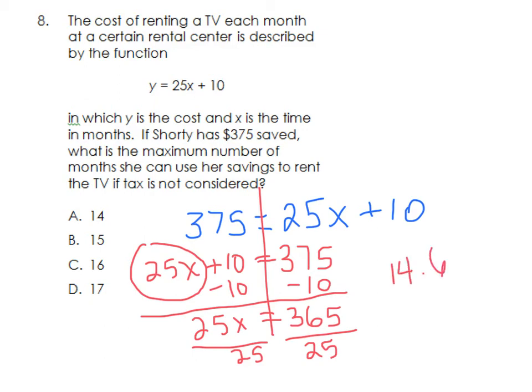But the question is, what's the maximum number of months? Well, you either do it for a month or you don't. So we can't make it for 15 months. We don't have that much money. So 14 is our answer.